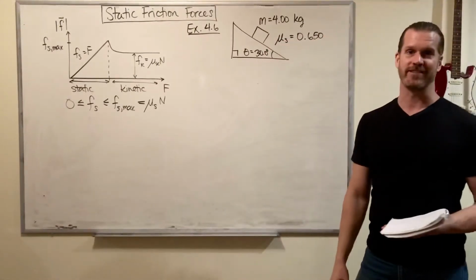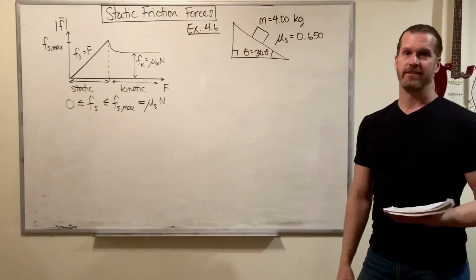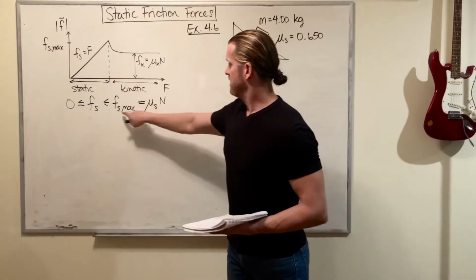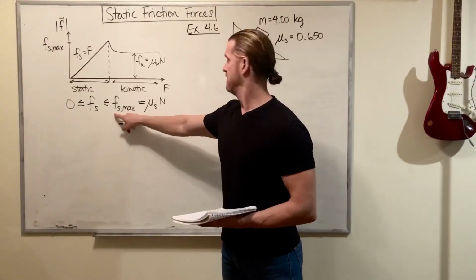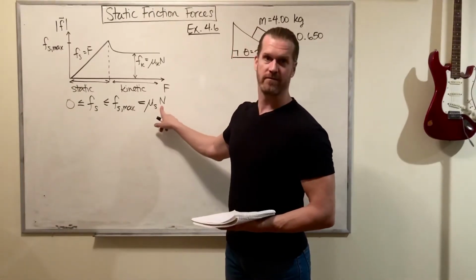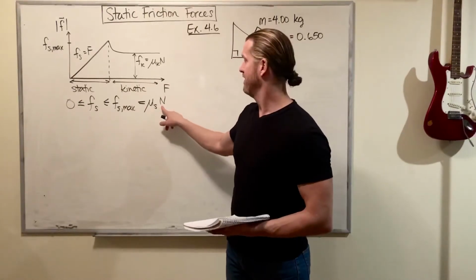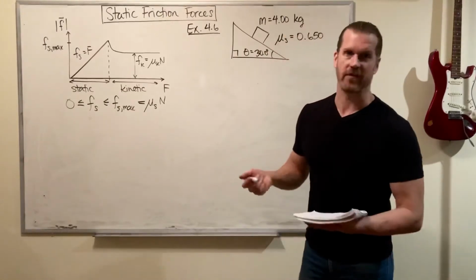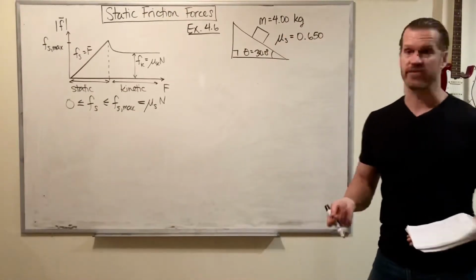Coefficients of static friction or of kinetic friction don't have any units. And you can see that in this equation. There's a force, and the normal force is also a force. So F and N have the same units, which means that mu can't have any units. It's just a number. That's why it's called a coefficient.